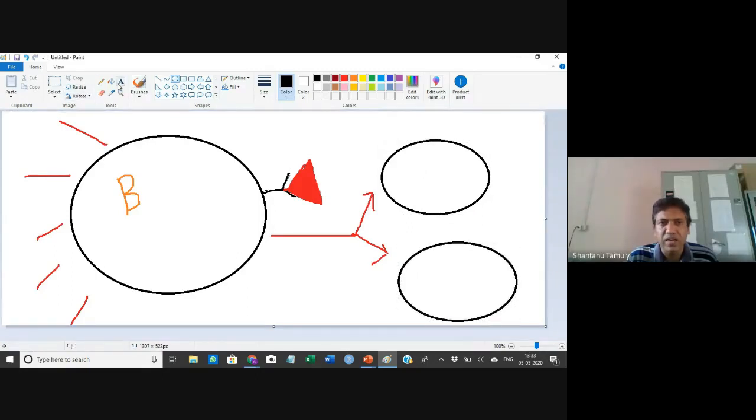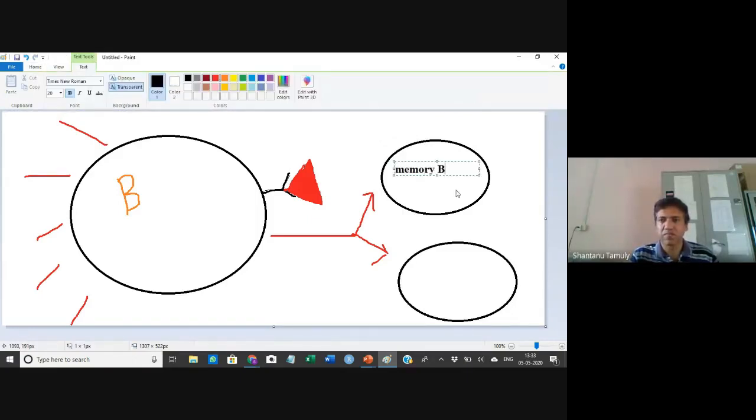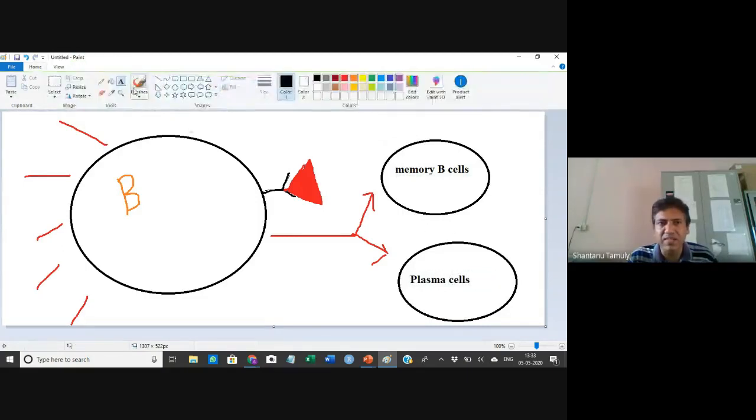One type of cell is called memory B cells, and the second type is called plasma cells. The memory B cells have the antibody on their surface, and the plasma cells do not have antibody on their surface. Rather, they secrete the antibody into the blood or serum. So this is called secretory antibody, and this is called membrane bound antibody.